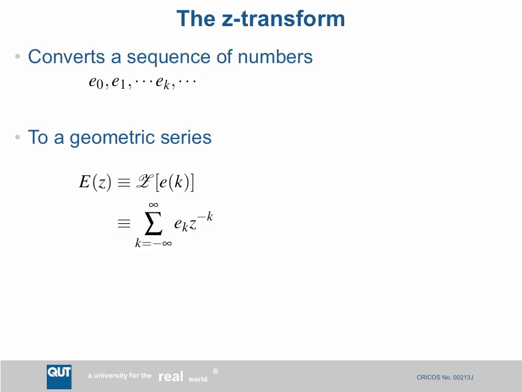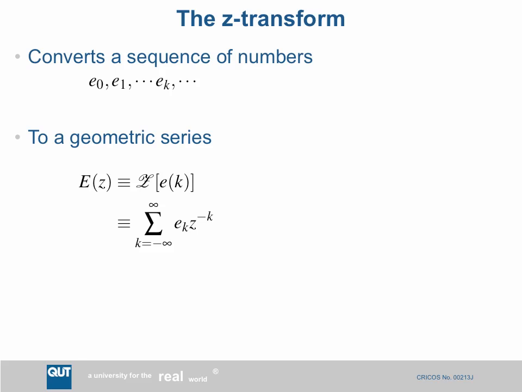All right, just to recap, what the Z transform does is it converts a sequence of numbers, e_0, e_1, e_2, all the way up to infinity, and the general element we refer to as e_k. So the Z transform converts this sequence into a geometric series. I use the curly Z to indicate the Z transform of the sequence e_k.